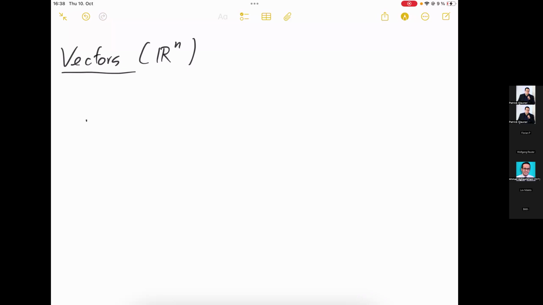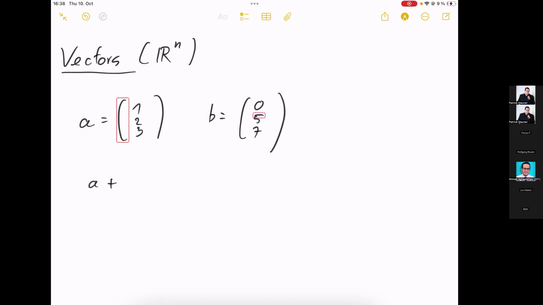So we may have a vector A with the elements 1, 2, 3, and vector B 0, 5, and 7. And you can add A and B. So you just add the elements step by step. So 1 plus 0 is 1, 2 plus 5 is 7, and 3 plus 7 is 10. You can also subtract vectors, you can invert vectors, and you can also calculate their length.